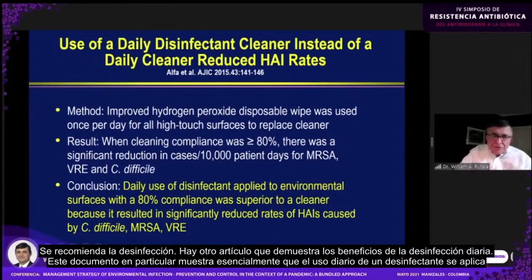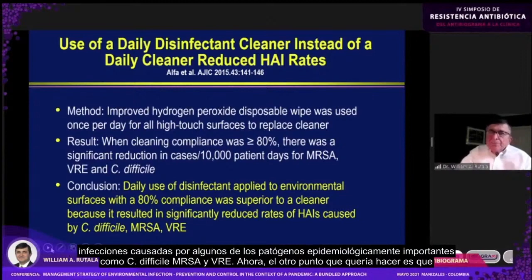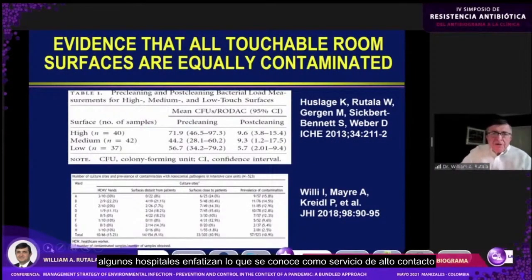There's another paper that demonstrates the benefit of daily disinfection. This particular paper essentially shows that daily use of a disinfectant applied to an environmental surface with a compliance rate of 80% was superior to a cleaner because it resulted in significantly reduced rates of healthcare-associated infections caused by some of the epidemiologically important pathogens like C. difficile, MRSA, and VRE.